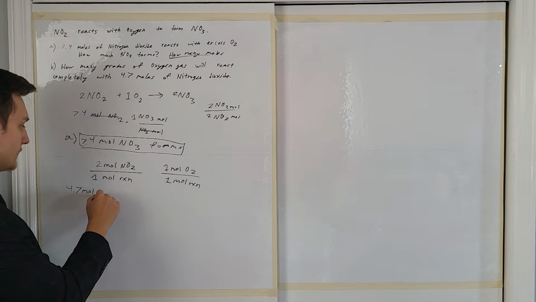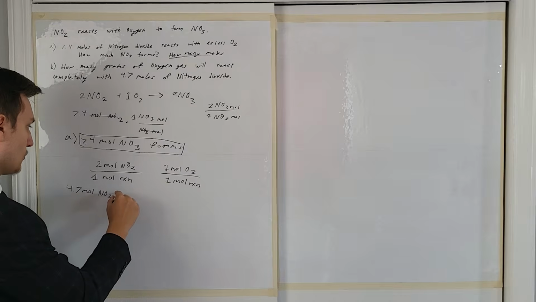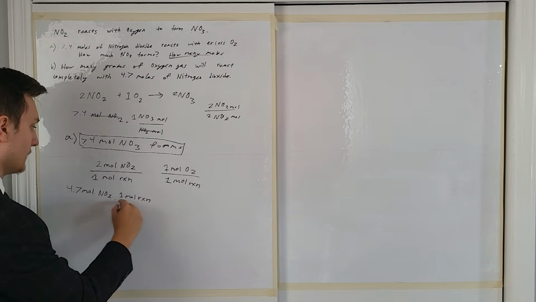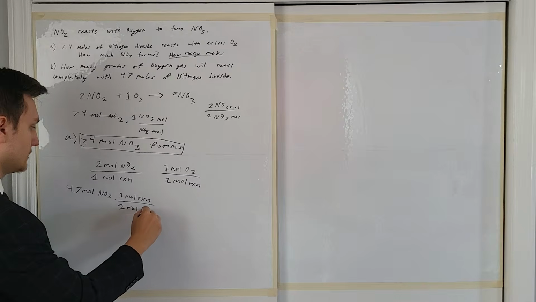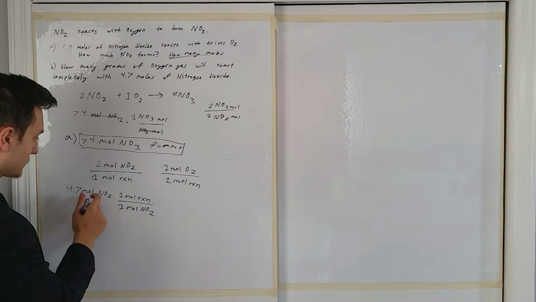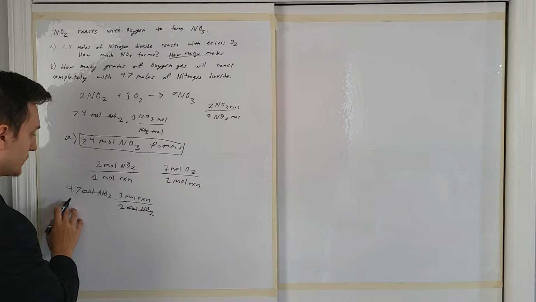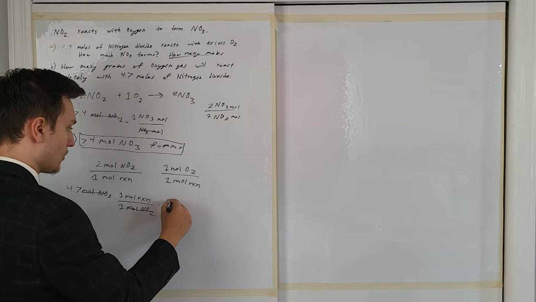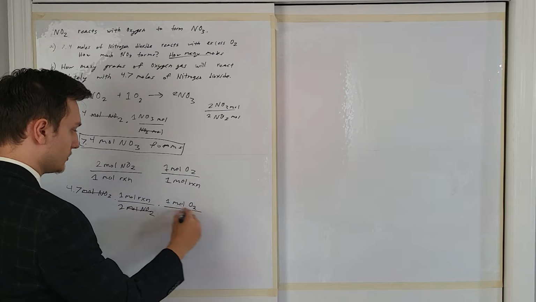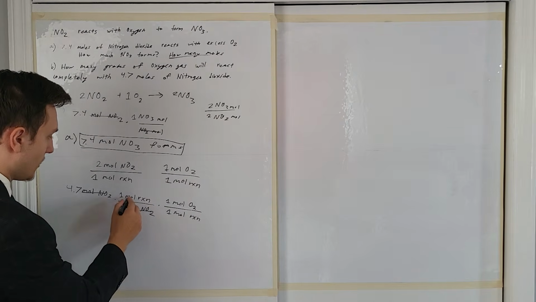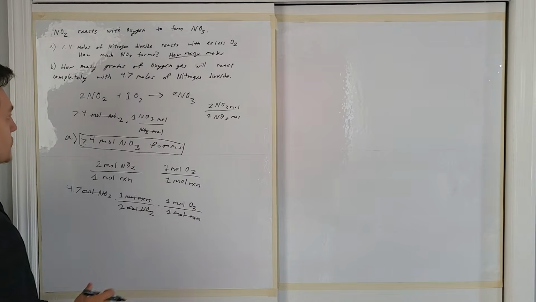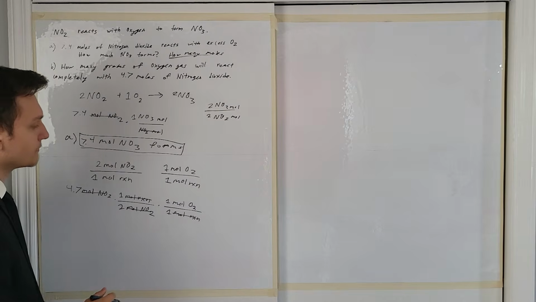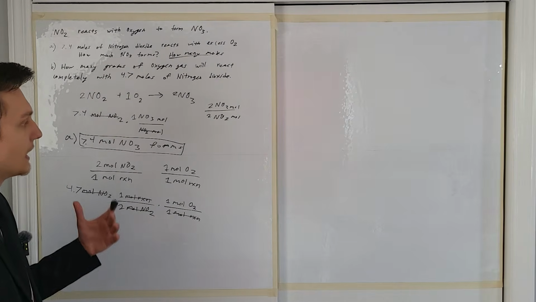4.7 moles of NO2 times 1 mole of reaction for every 2 moles of NO2, I'm going to cancel out moles of NO2 on top and bottom, and I'm going to be left with units of moles of reaction. And I can then say that 1 mole of oxygen is consumed for every 1 mole of reaction. Okay? Now I'm dealing with units of moles of oxygen, but it's asking me how many grams of oxygen will react completely. So then I need to convert moles to grams.